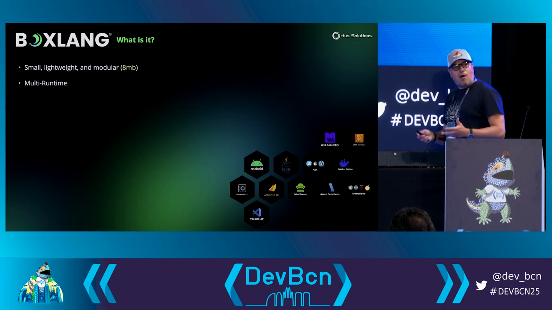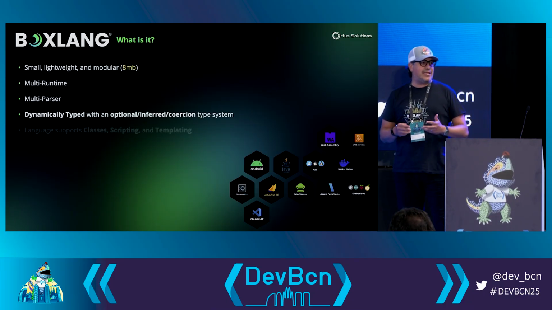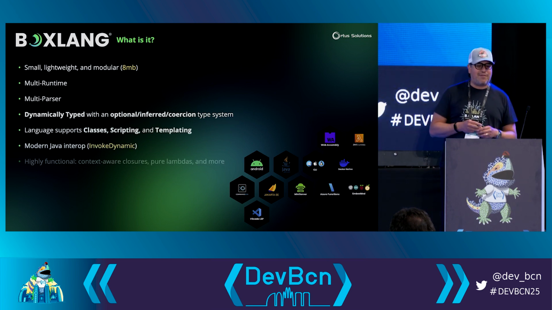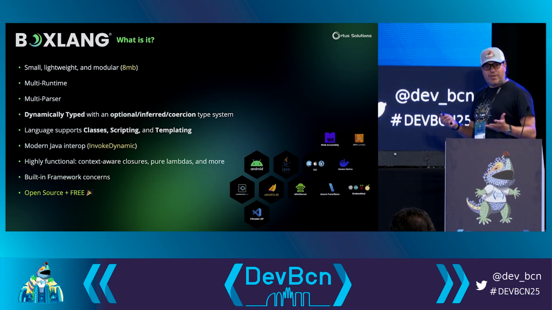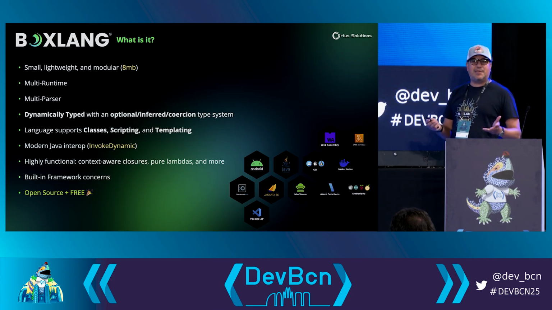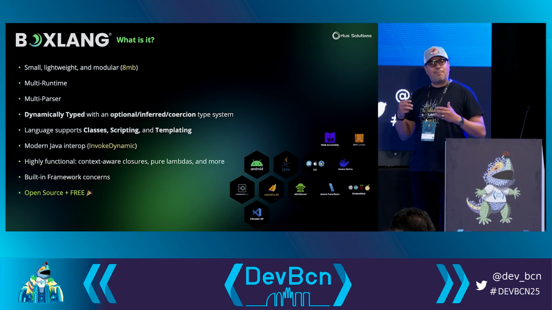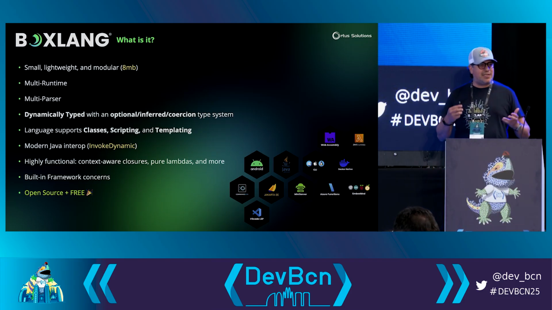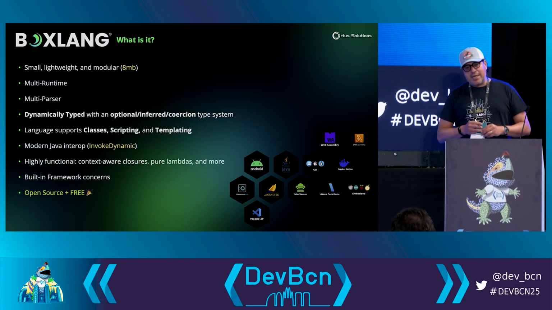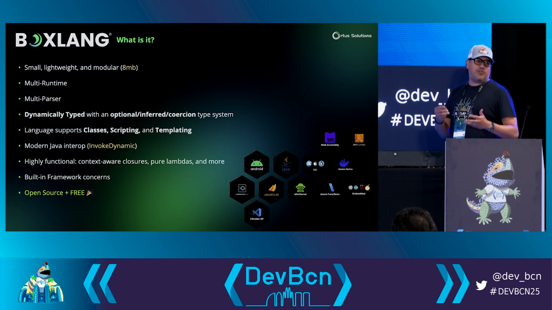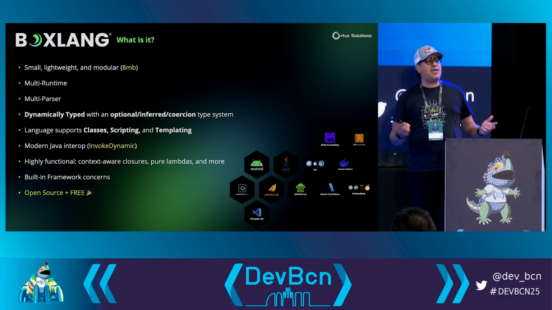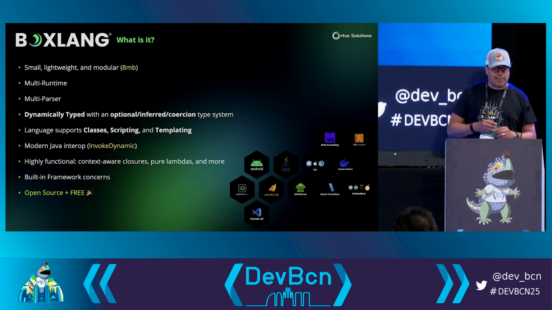We wanted to make it small and lightweight and modular. The entire runtime is about 7.58 megabytes. It is multi-runtime. That means it can be deployed, as I'll show you, into many different types of systems. It is also multi-parser, so it can actually parse different source codes. It is dynamically typed with an optional and an inferred coercion type system. So at runtime, it can do many things to make you more productive.